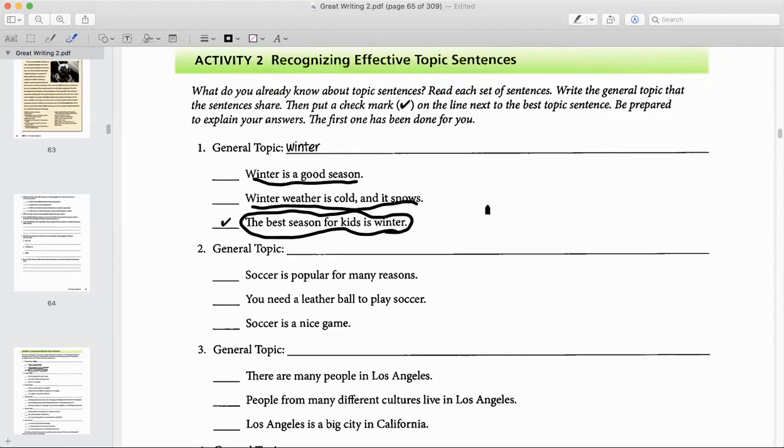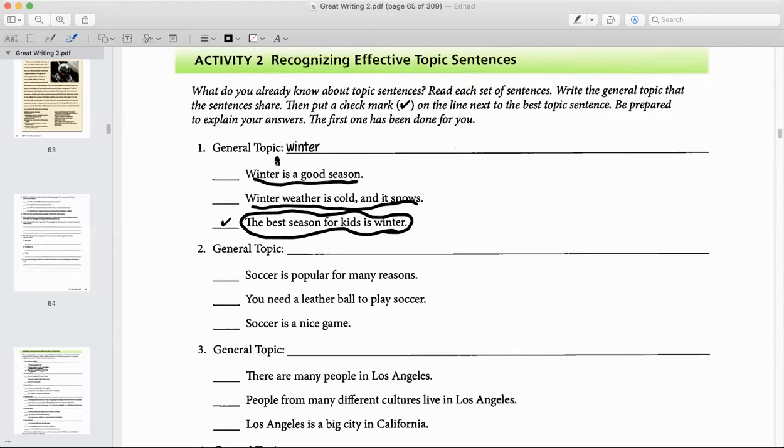So in the case of winter is a good season, can you think about what might be a problem with that one? If I gave you that sentence and said, here's the topic sentence, winter is a good season, now write a paragraph. Would that be easy for you to do or would that be difficult? It would be difficult. And the reason why is because it is too big of a topic. It's way too much. So a good topic sentence should be a little bit more specific.